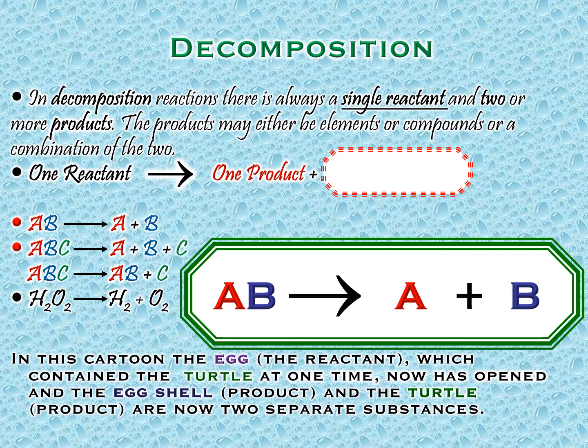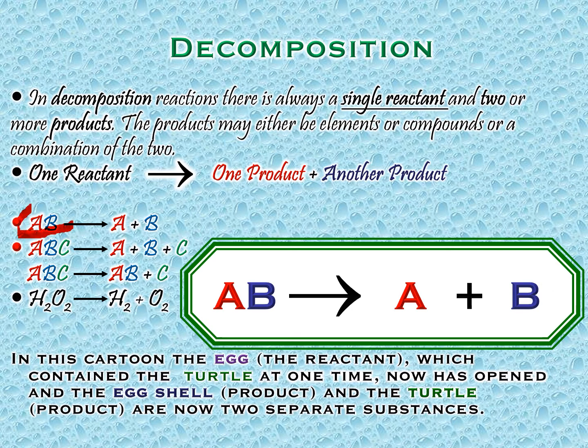Then we have the opposite of synthesis. The opposite of synthesis is decomposition. Decomposition is when you take one chemical and break it into parts. For example, you could have one reactant and then one product and another product. You could have compound AB breaking into A plus B. Compound ABC breaking into A plus B plus C, or other variations where they're getting smaller.